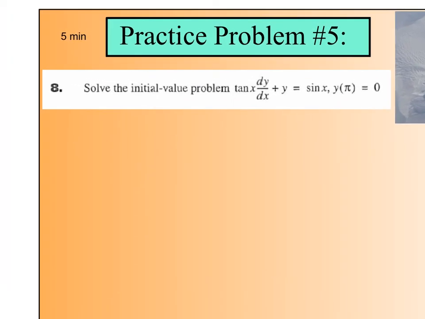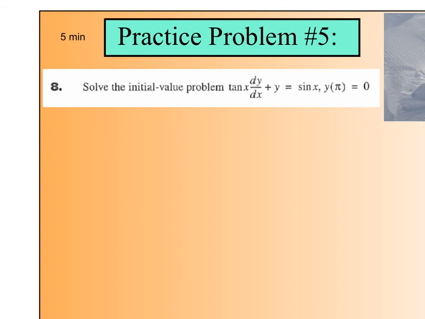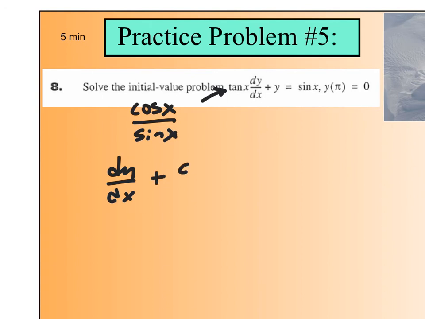Okay, this is actually a really good one. Alright, so I'm going to divide everything by tan x. Okay, but instead of dividing everything by tan x, I'm going to multiply everything by cotan x, and cotan x is the same as cosine of x over sine x. Right, so if I multiplied tan x by that, that would disappear, so I'd get dy dx. If I multiplied y by that, I would just get cosine x over sine x times y. And if I multiply sine x by that, I would just get cosine x.